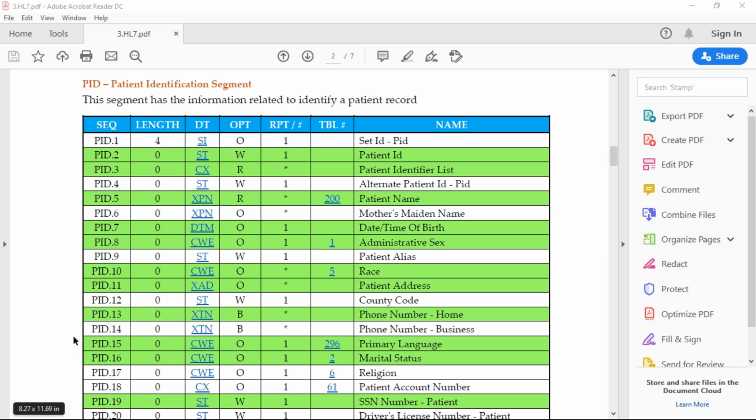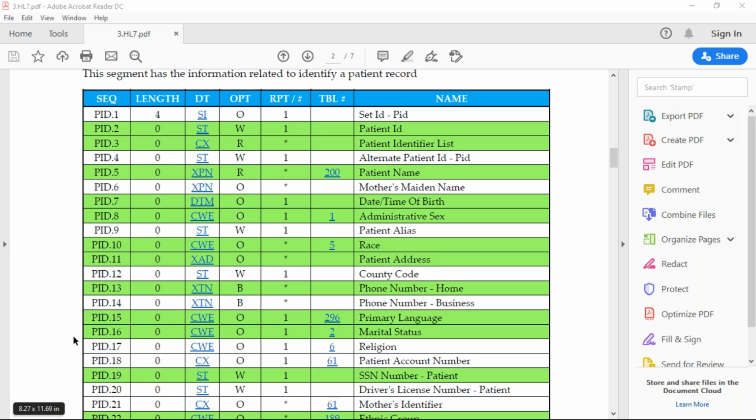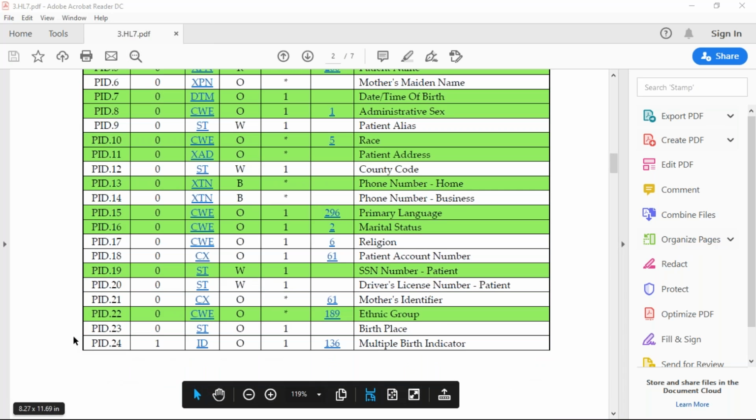So basically, as we are seeing, this will include all the basic demographic details of any patient. However, as I said, the ones that are highlighted in green are the common fields of discussion when we are discussing the real-time interface implementation. So please do try to memorize them. Memorize them while you are going through this.